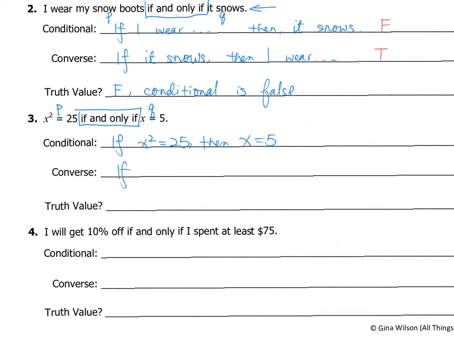Converse, switch the P and the Q. If x equals 5, then x squared equals 25, right? So in this case, the second one is true. The first one is false because x can also equal -5. So the truth value, therefore, is false because the conditional is false.